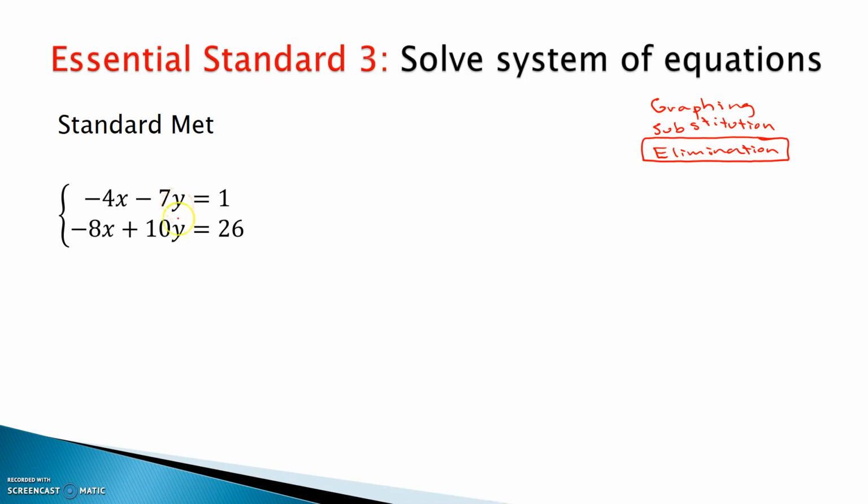Now, I want to eliminate either the y's or the x's. And here, to me, the x's are much, much easier. Because here I see that this is a negative 8x. Well, if I want to eliminate it, the top one has to be a positive 8x, right?